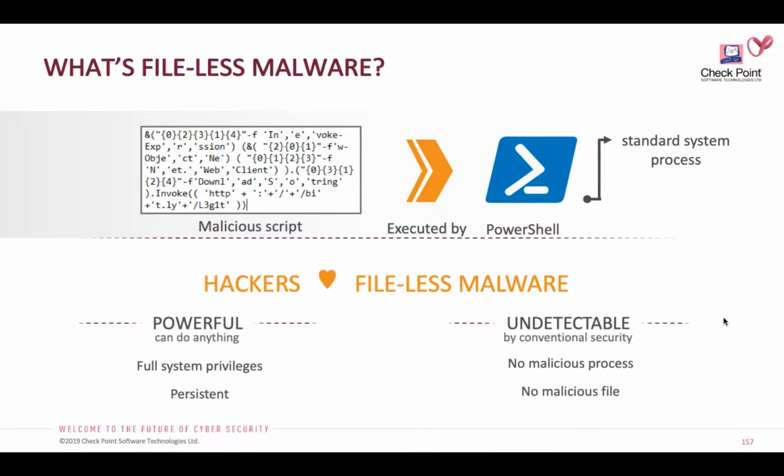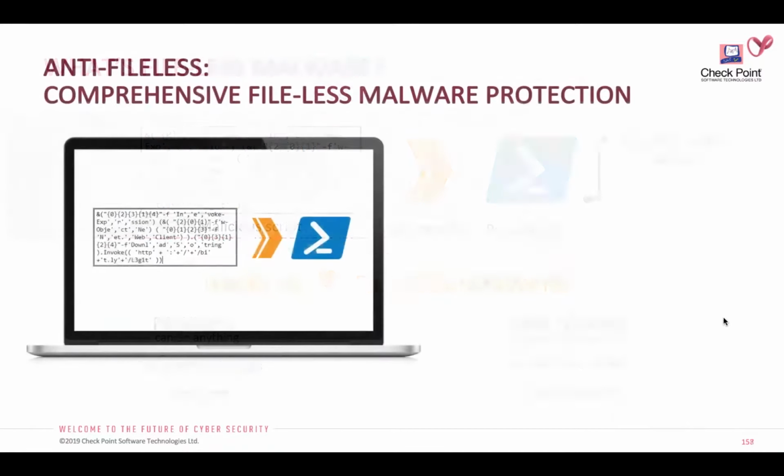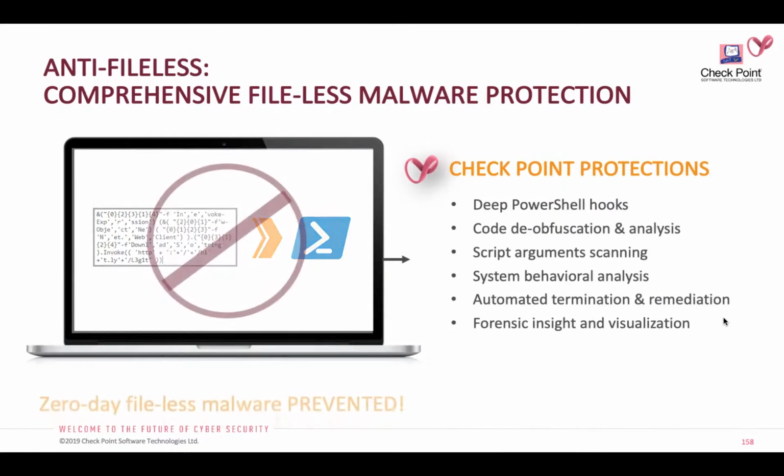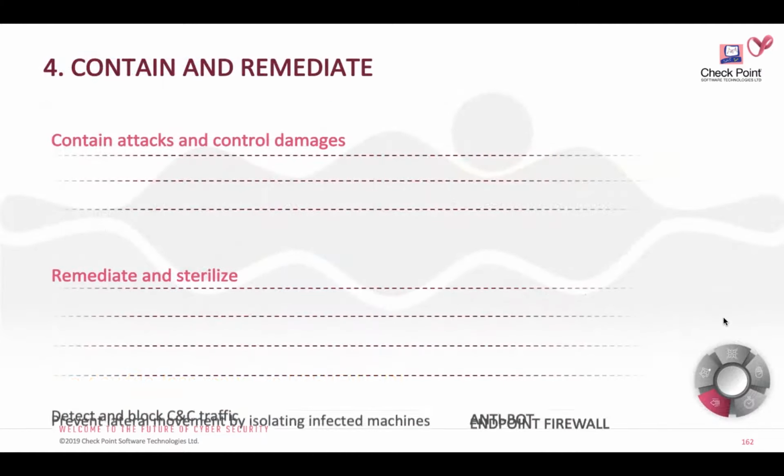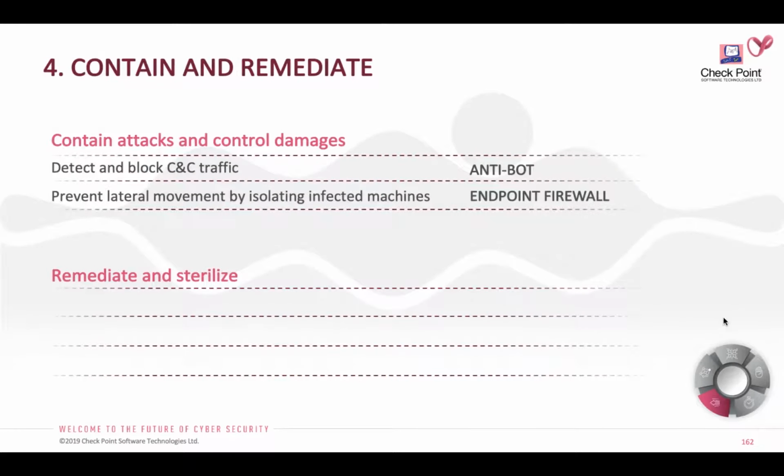And fileless malware can be detected using anti-exploit, and also using your behavioral guard engine. Then the fourth most important thing is to make sure that you are able to contain and remediate attacks, right? It can contain attacks by using the anti-bot module, that is, to detect and block CNC traffic. And finally, it uses the endpoint firewall module to leverage Windows firewall to prevent lateral movement.